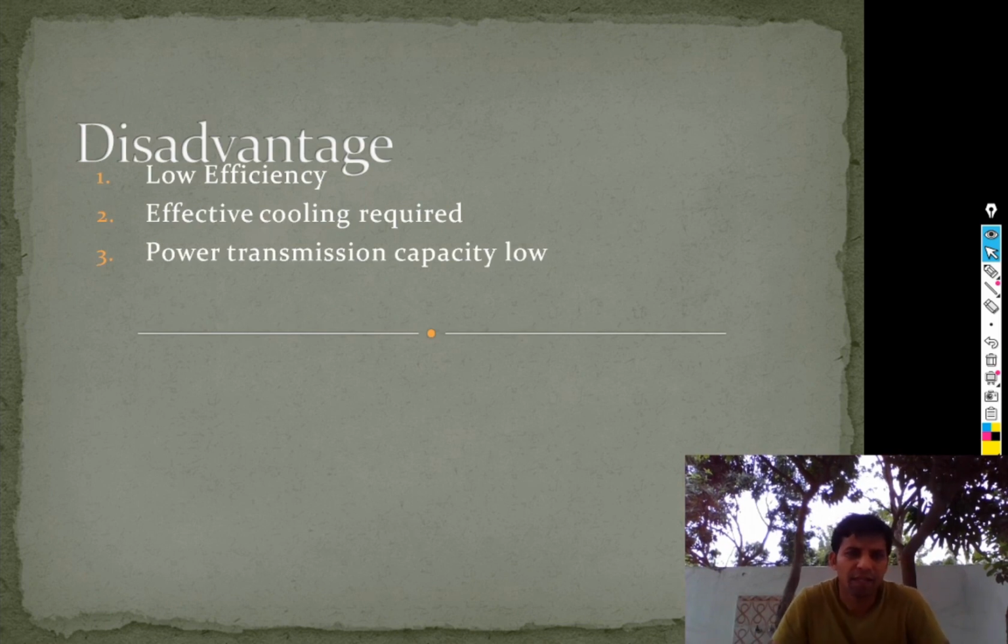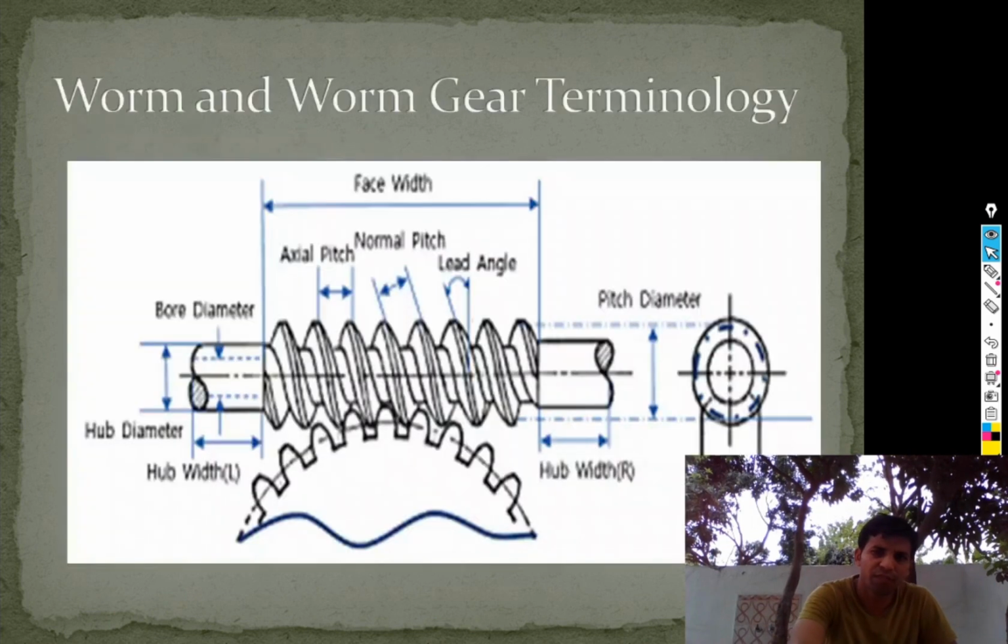Next is the disadvantages of worm and worm wheel. The disadvantages include low efficiency. Effective cooling is required because due to friction a lot of heat is generated, so for removing the heat we require effective cooling. And third, power transmission capacity is low for worm and worm wheel. So these are the disadvantages of worm and worm wheel.